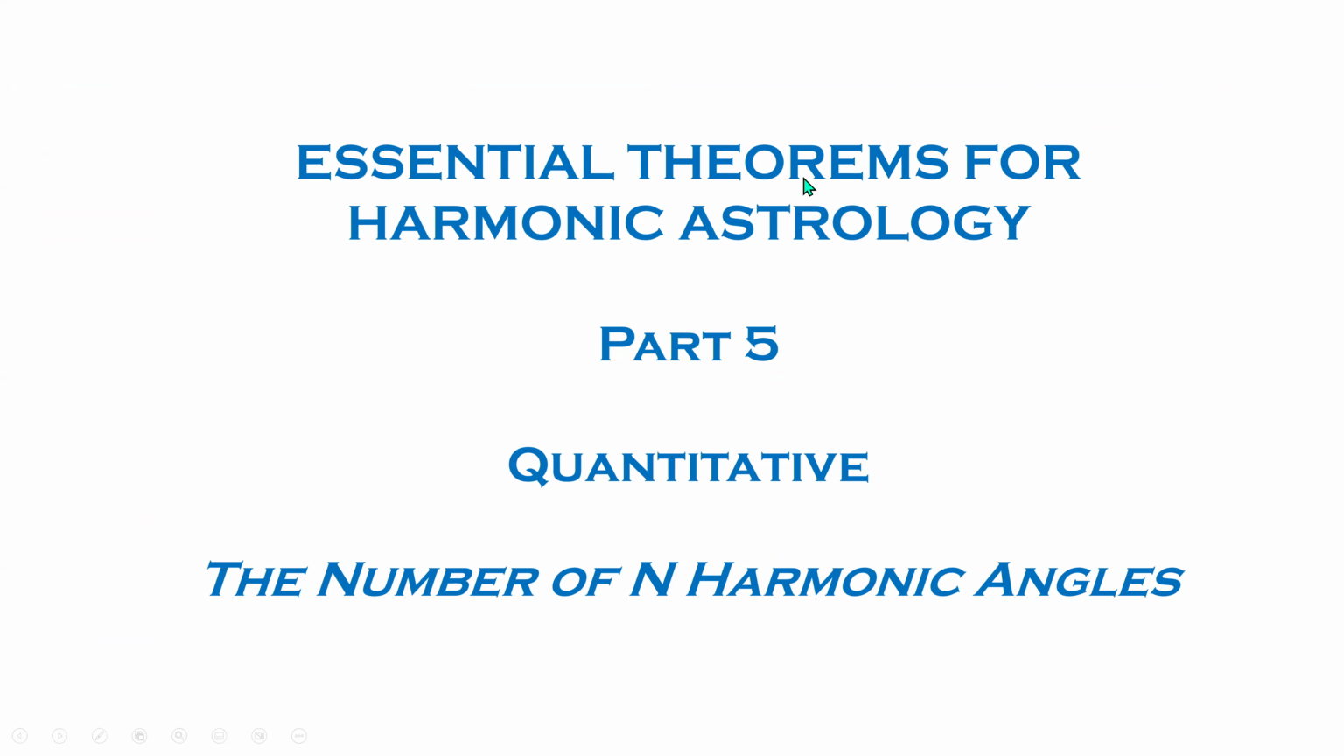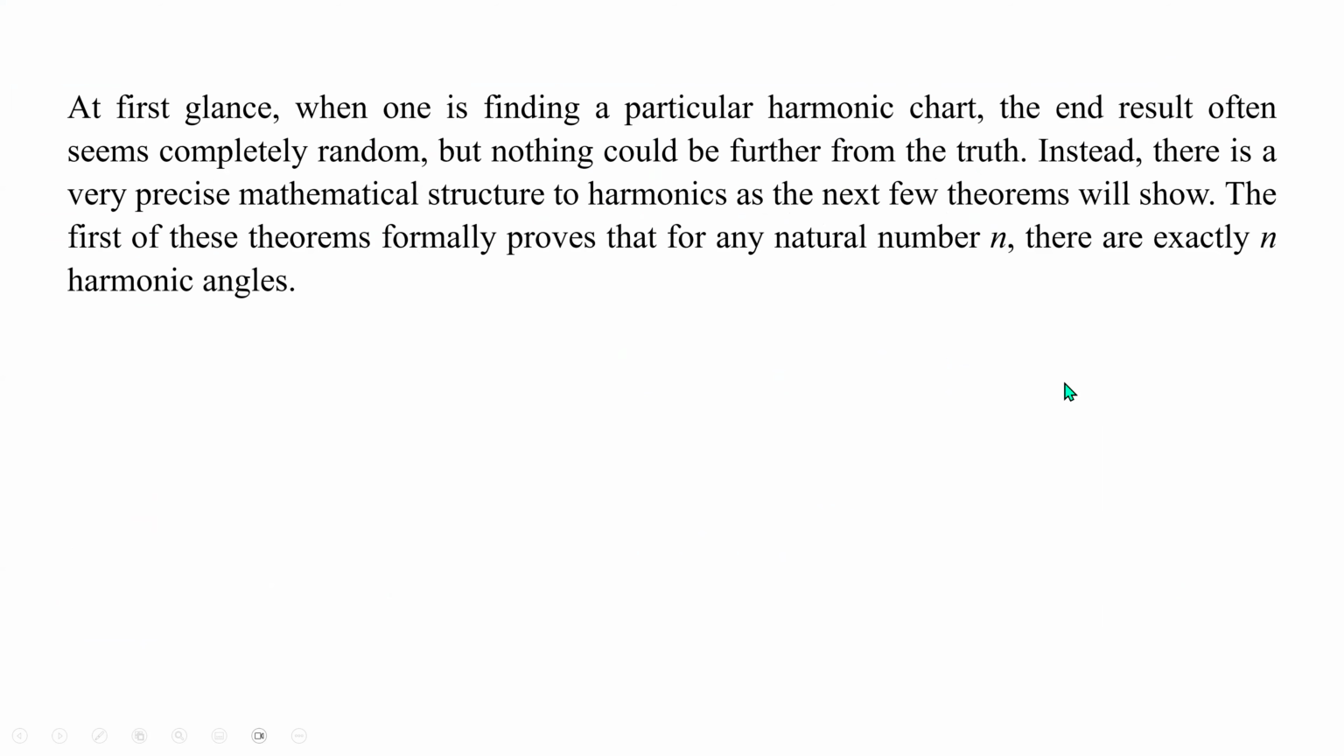And we're ready. Essential theorems for harmonic astrology, part 5, the number of inharmonic angles. At first glance, when one is finding a particular harmonic chart, the end result often seems completely random, but nothing could be further from the truth. Instead, there is a very precise mathematical structure to harmonics, as the next few theorems will show. The first of these theorems formally proves that for any natural number n, there are exactly n harmonic angles.